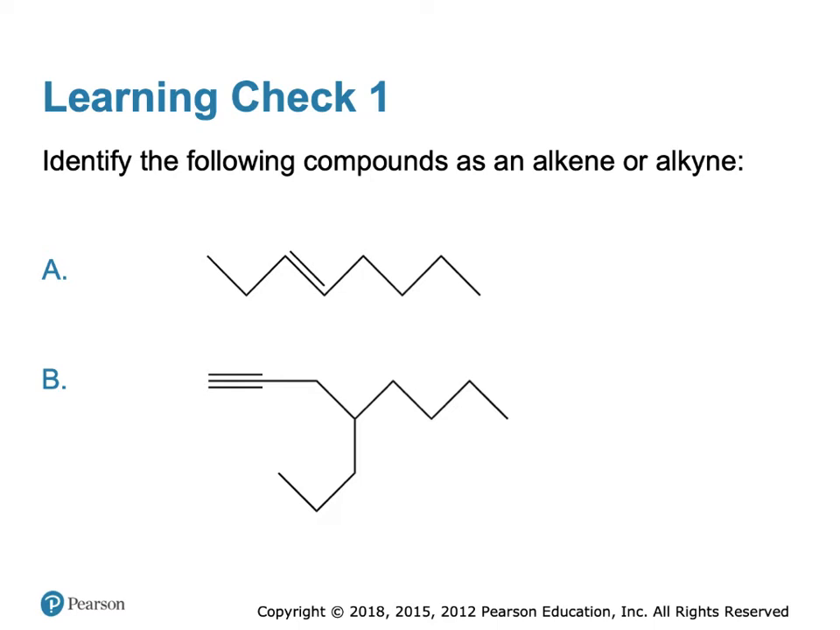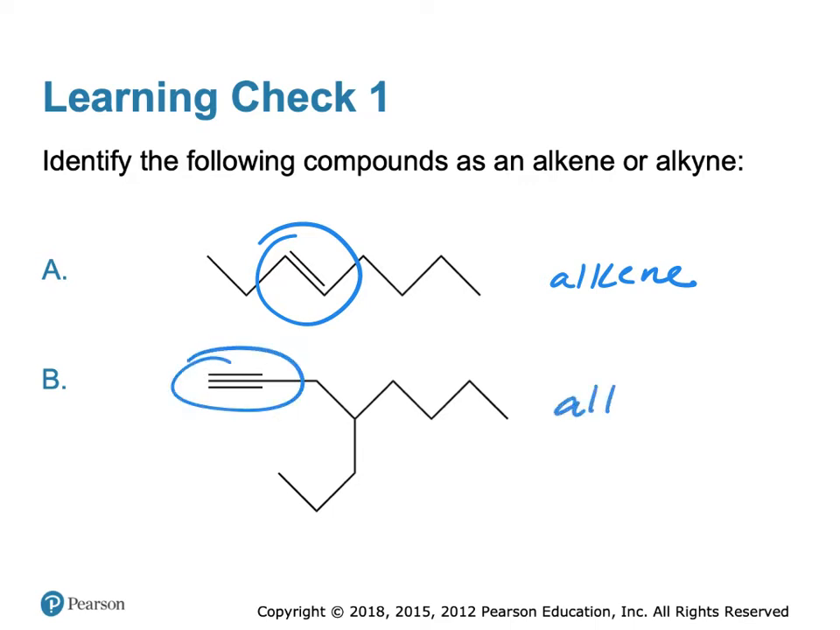So let's do a learning check. We need to identify the following compounds as an alkene or an alkyne. You can see here we have a carbon-carbon double bond. This would be an alkene. And here we have a carbon-carbon triple bond, and this would be an alkyne.